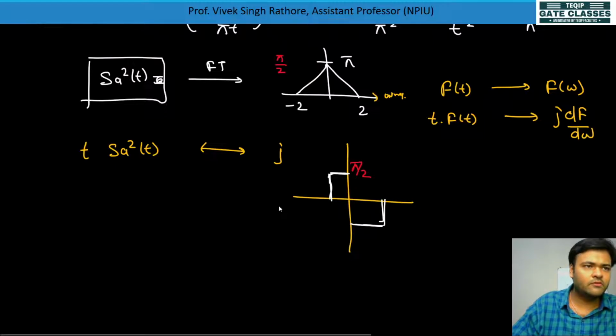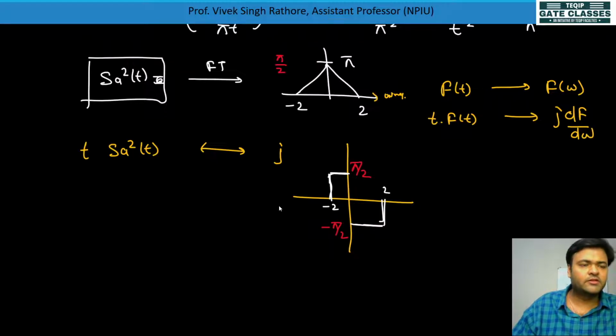And what will be the value? The slope is minus pi by 2. So pi minus pi by 2. The starting point will be minus 2 and plus 2. This is only df by d omega.